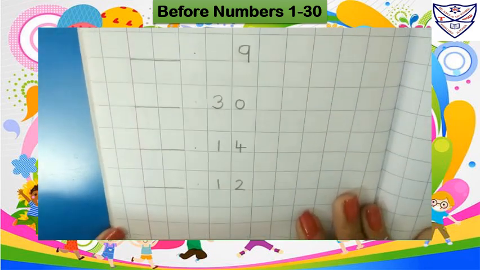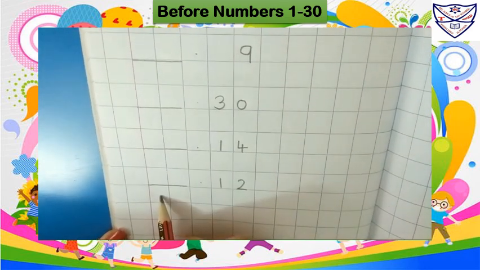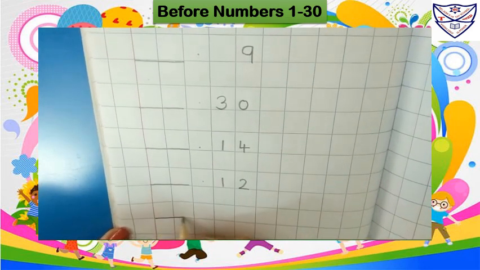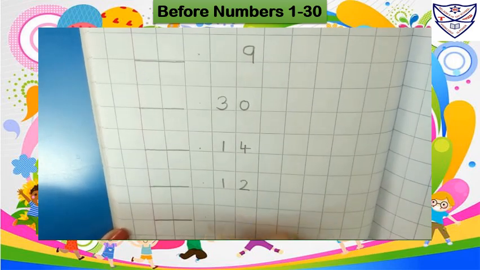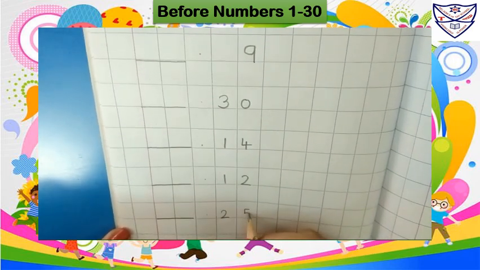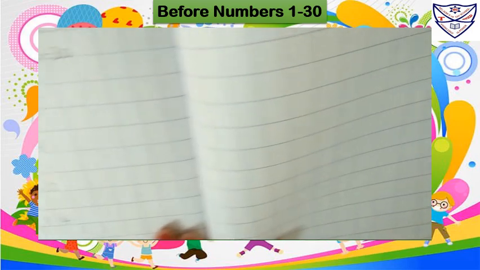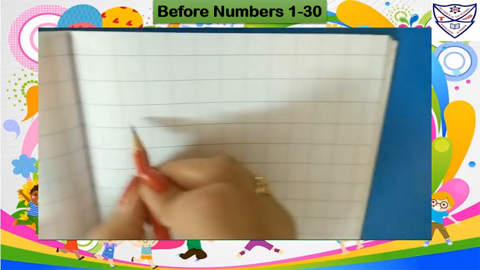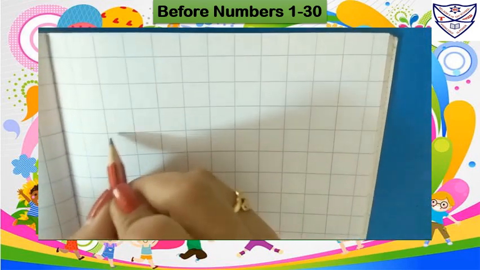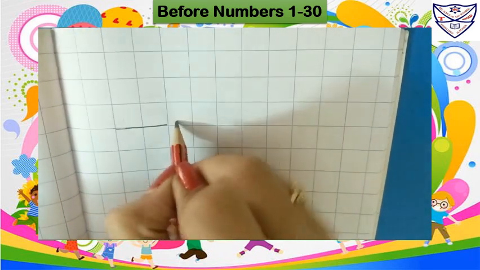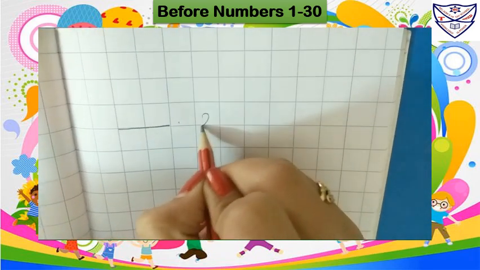Leave one line, put here small dash, leave one box, write here 25. Next page. Put here small dash, leave one box, write here 27.